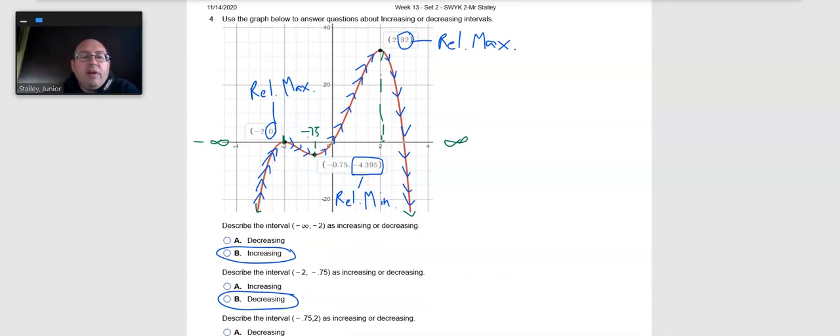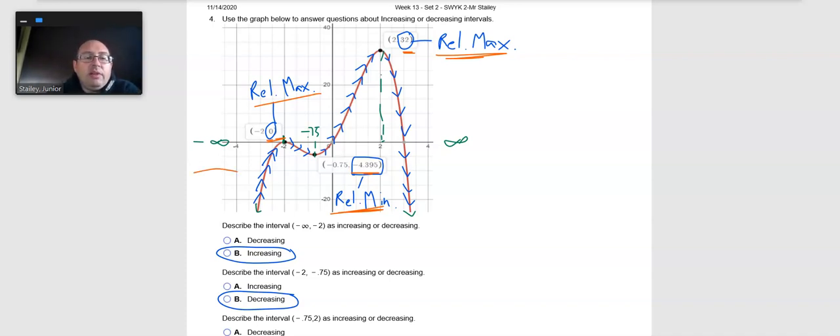Now, in question 4 here, we're splitting the graph up, right? We've got a relative max here at 0. We've got a relative max here at 32. And we've got a relative min here at negative 4.395. It's at the tops of the hills and the bottoms of the valleys. Okay? And so what's going on?